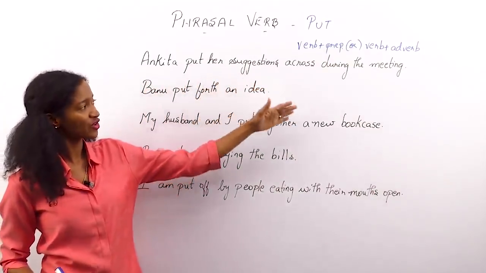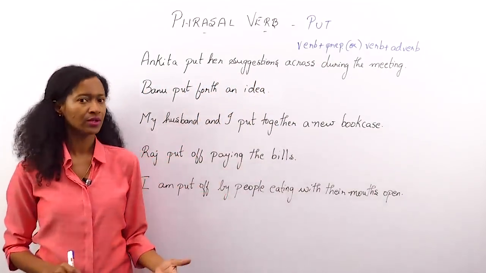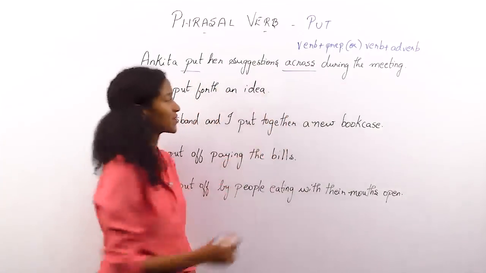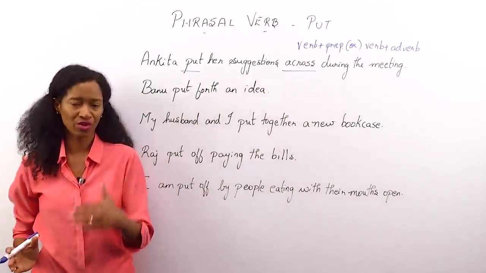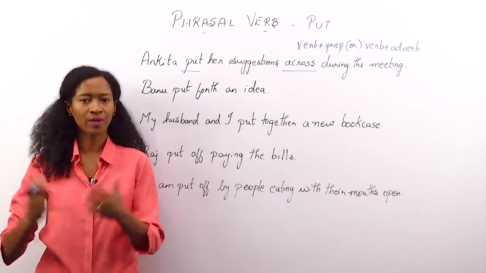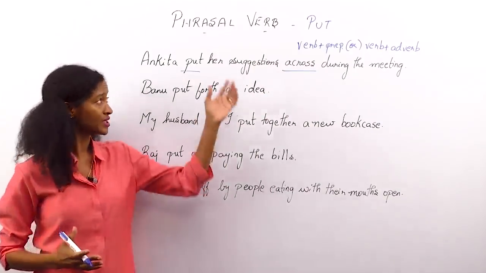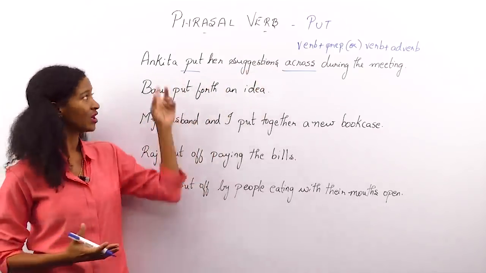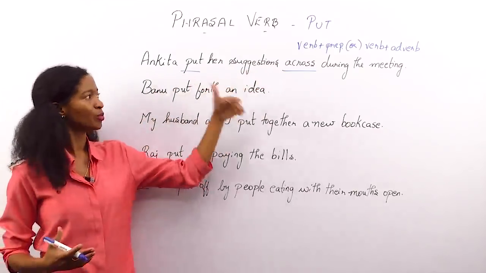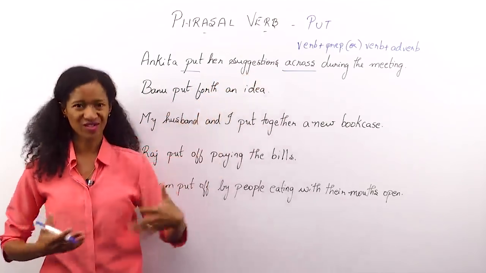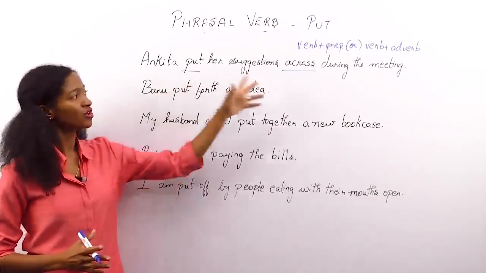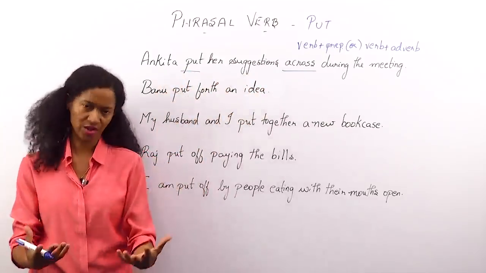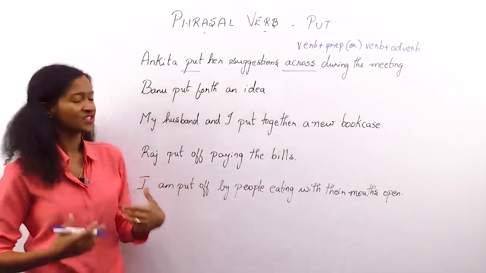Ankita put her suggestions across during the meeting, right? Ankita put her suggestions across. The phrasal verb that we're looking at is put across. Sometimes the phrasal verb comes as it is, or sometimes it is divided by the object, right? The object comes in between. Ankita is the subject. Ankita put across what? Suggestions is the object. So put across is the phrasal verb. In this context, what does it mean? Basically, she gave her suggestions, she suggested it.